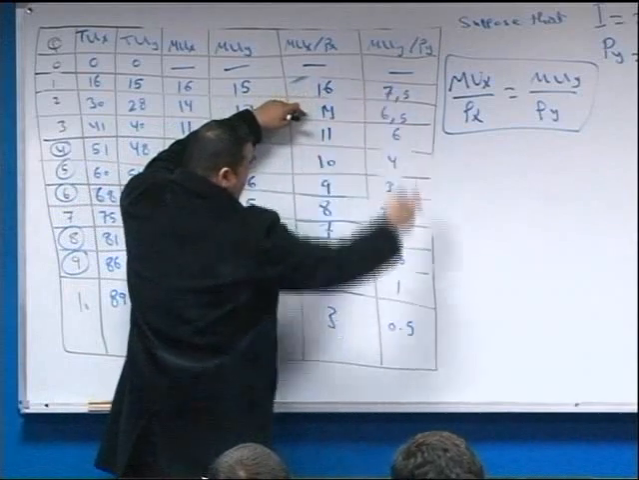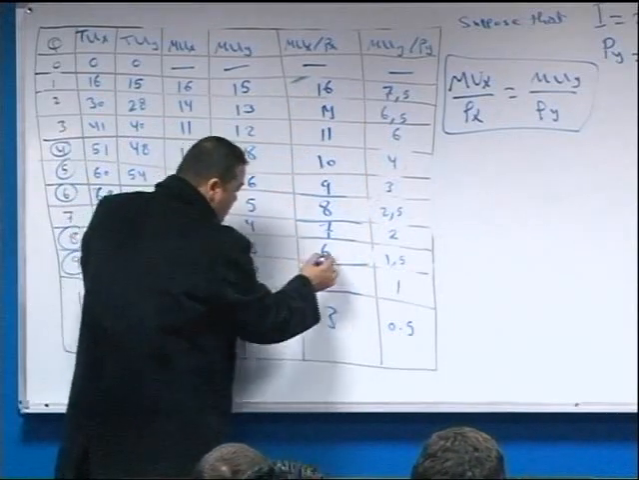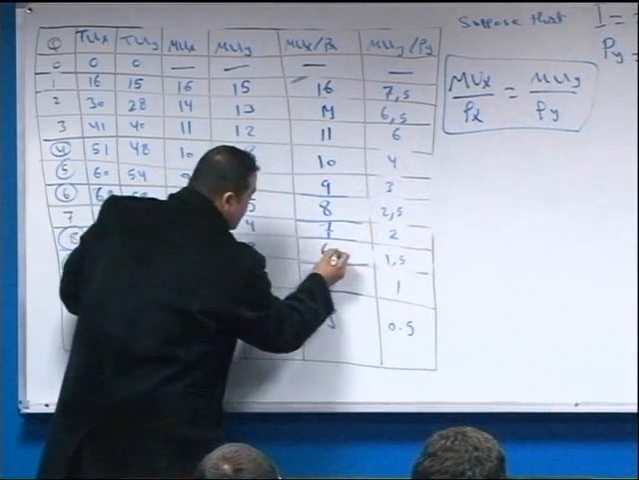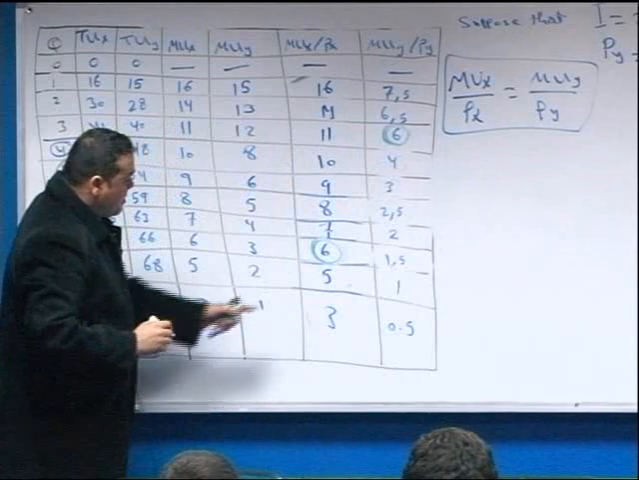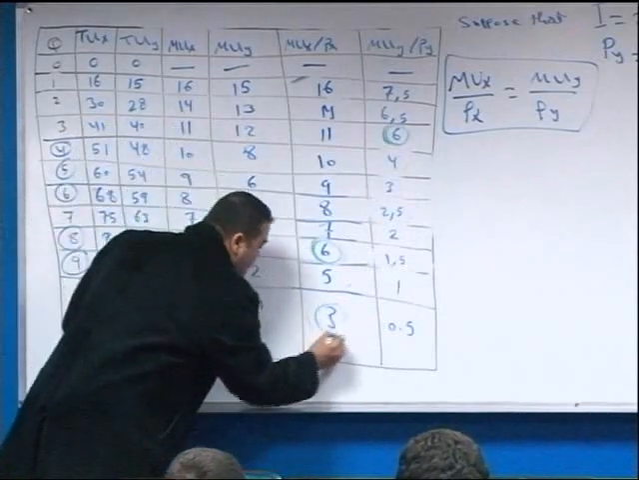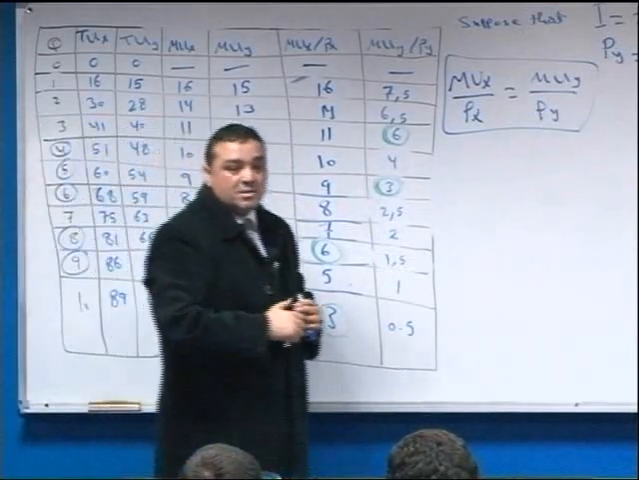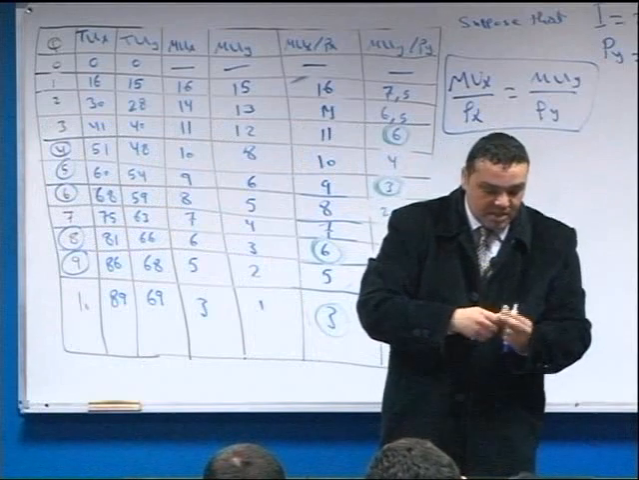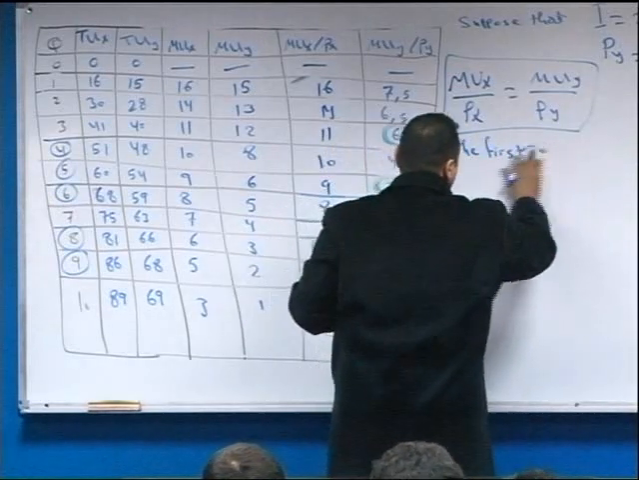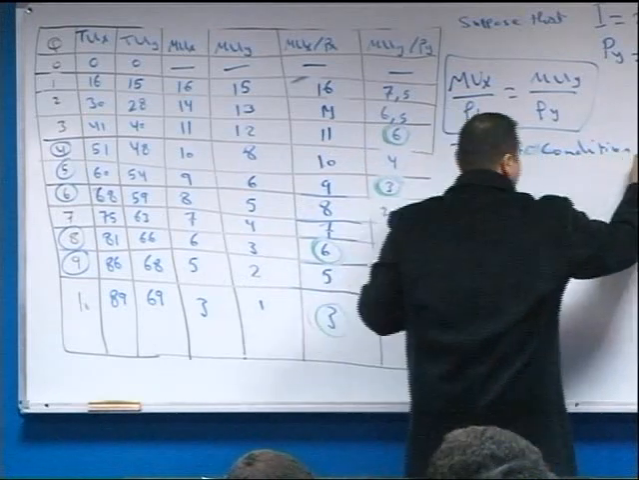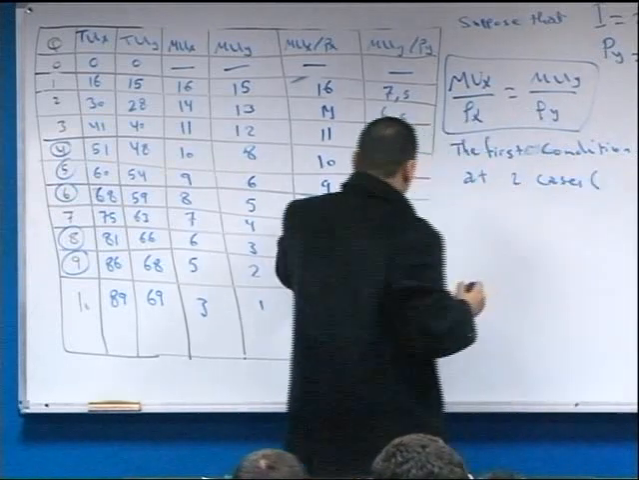16, there is no 16. 14, 10, 9, 8, 7, 6. At this column, this is 6 and 6. 5, there is no 5. 3 and the 3. So the first condition is met at two cases, which are 6 and 3.